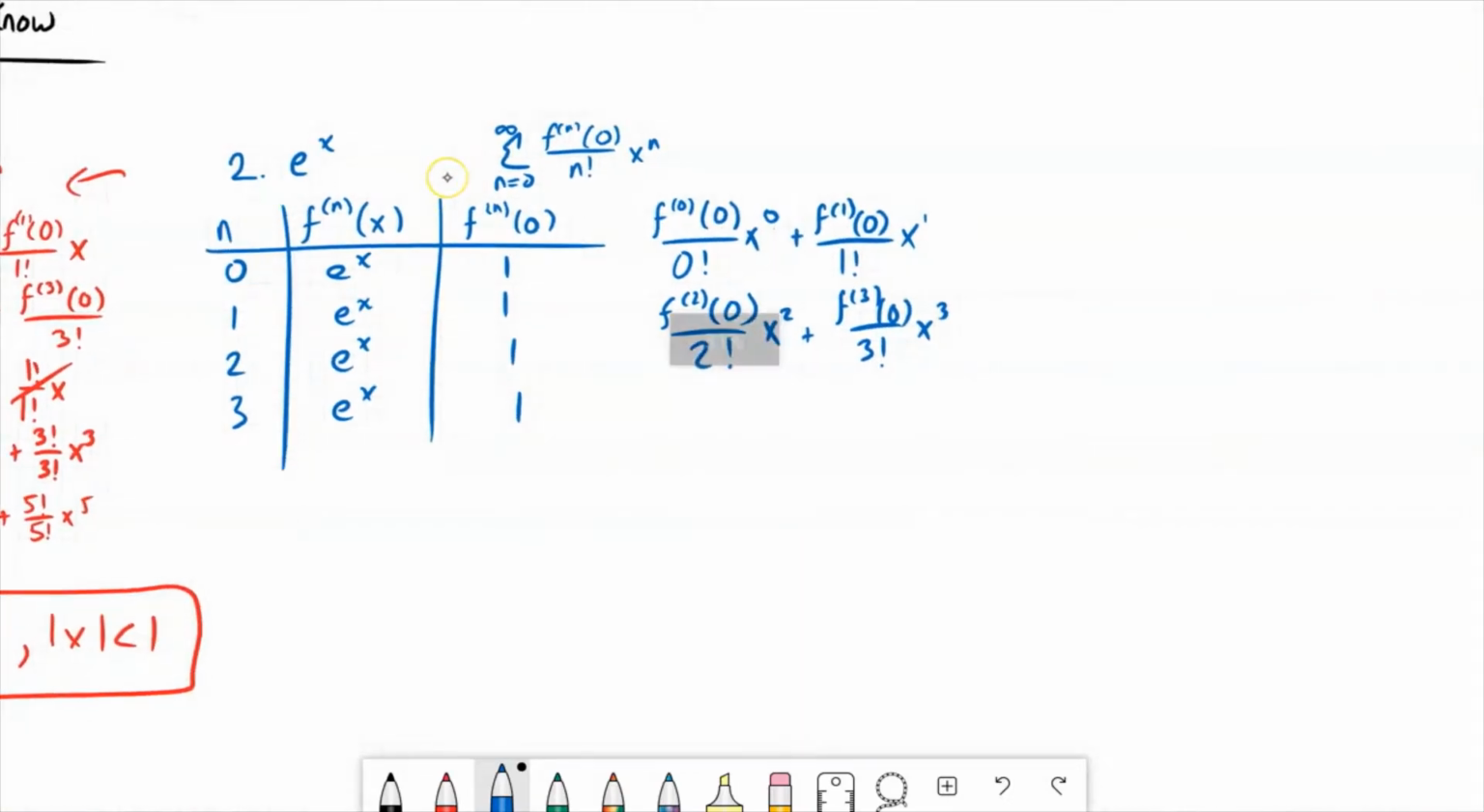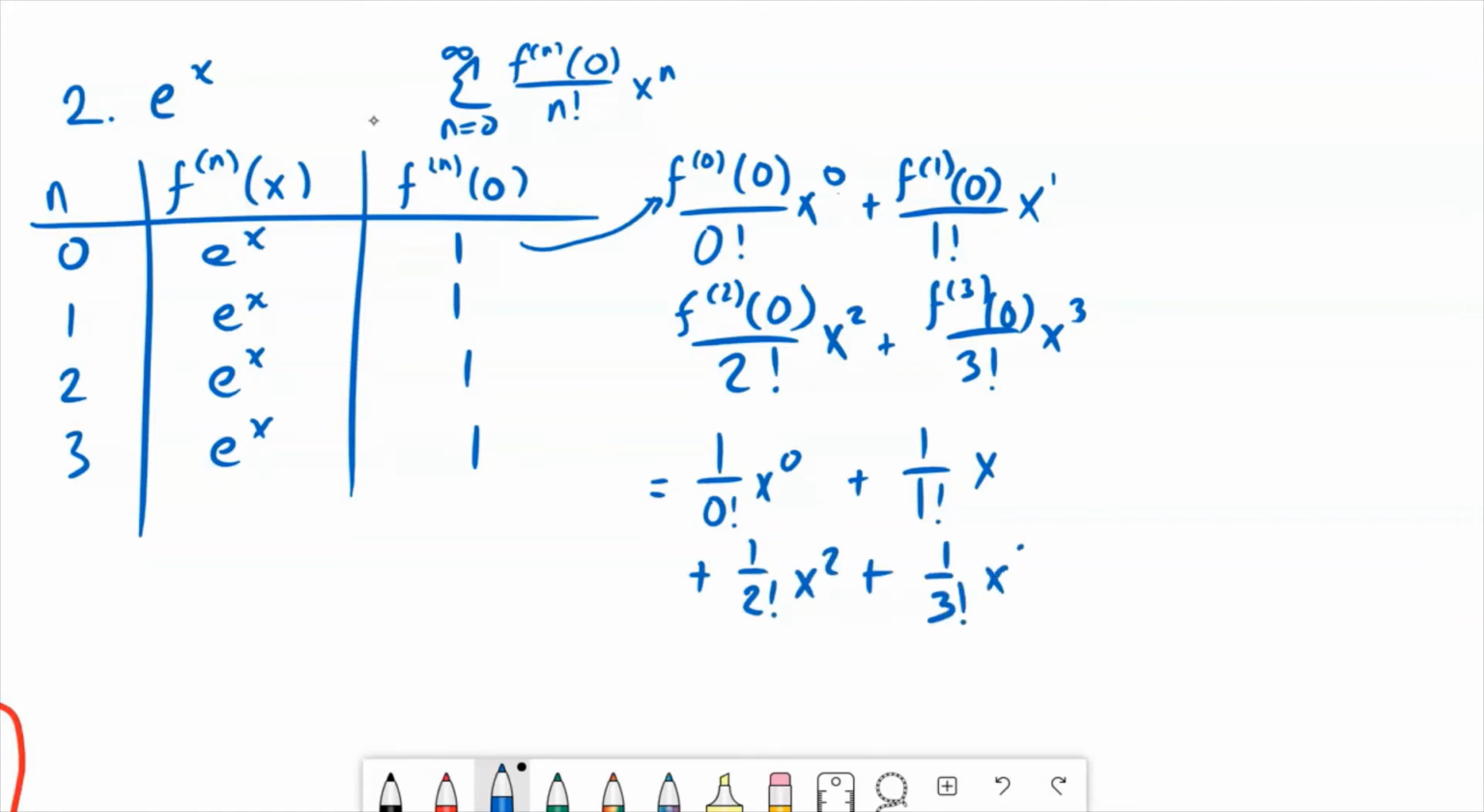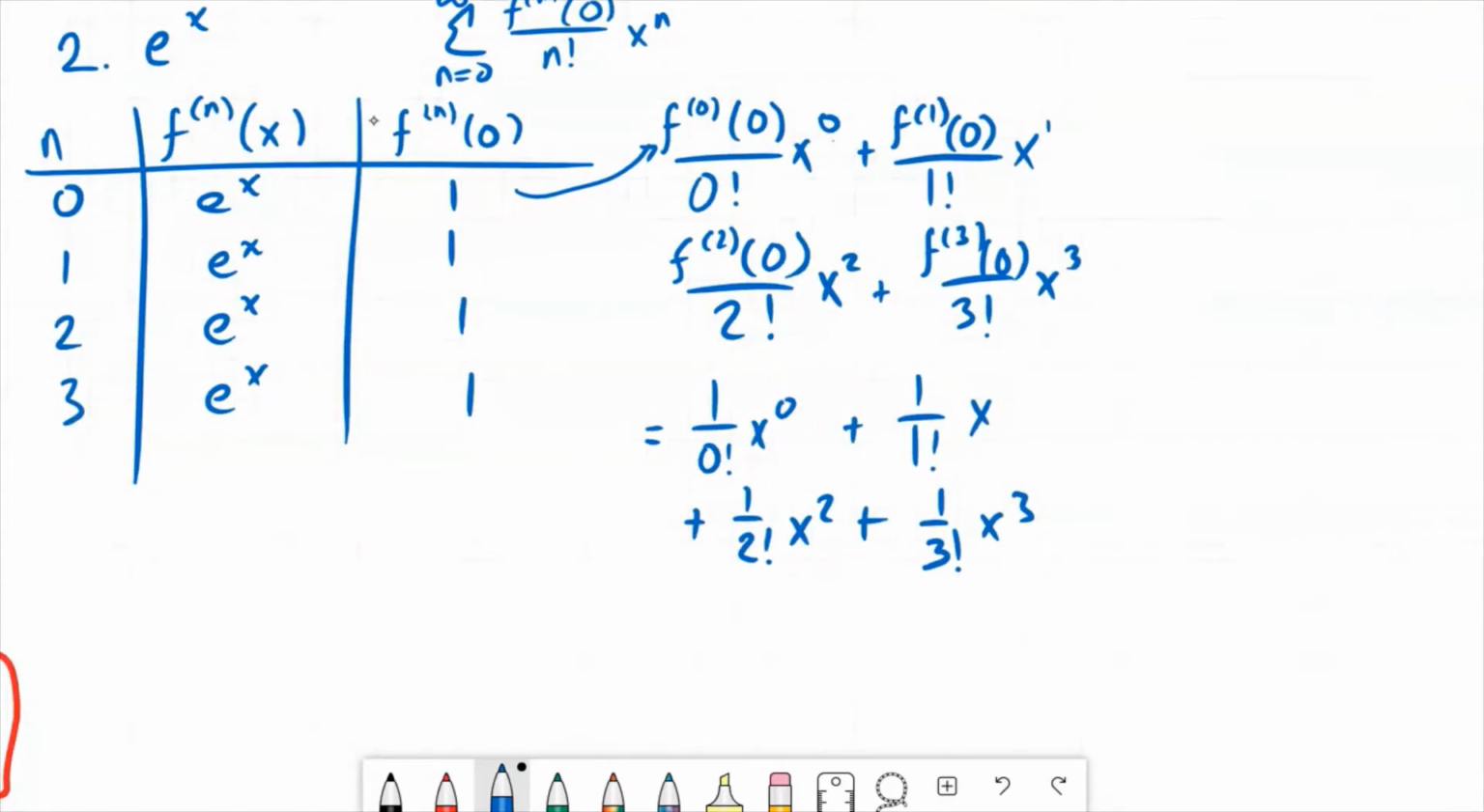Oh, there we go, finally zoomed out. So what do we get? We basically plug in 1 into all the f values. So it's going to be 1 divided by 0 factorial times x to the 0, plus 1 divided by 1 factorial x, plus 1 divided by 2 factorial x squared, plus 1 divided by 3 factorial x cubed. And the pattern emerged here that the next term will be 1 over 4 factorial x4, and the next term will be 1 over 5 factorial x5. So now we have that.